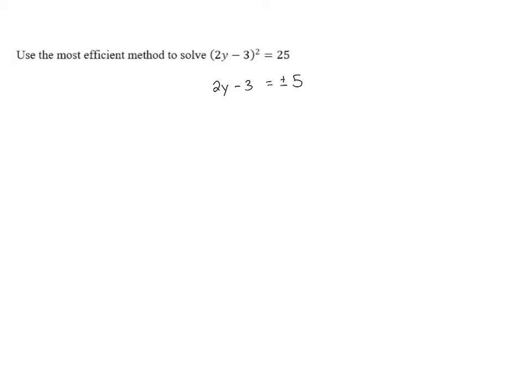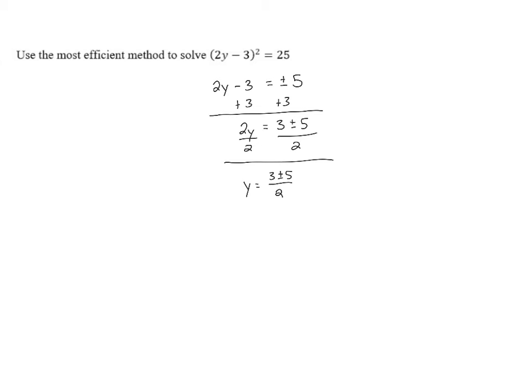Now we need to get y alone. We can add 3 to both sides. That gives us 2y = 3 ± 5. And to get y alone, we need to divide both sides by 2. So this gives us y = (3 ± 5)/2.